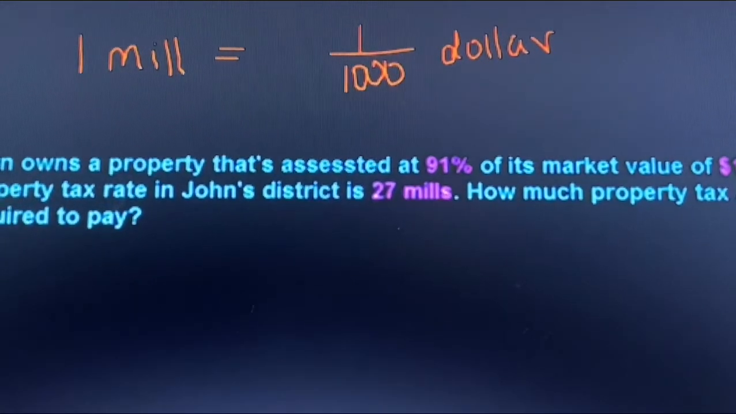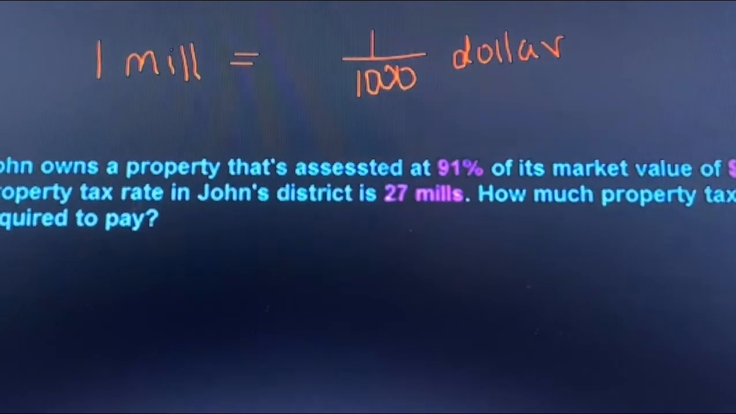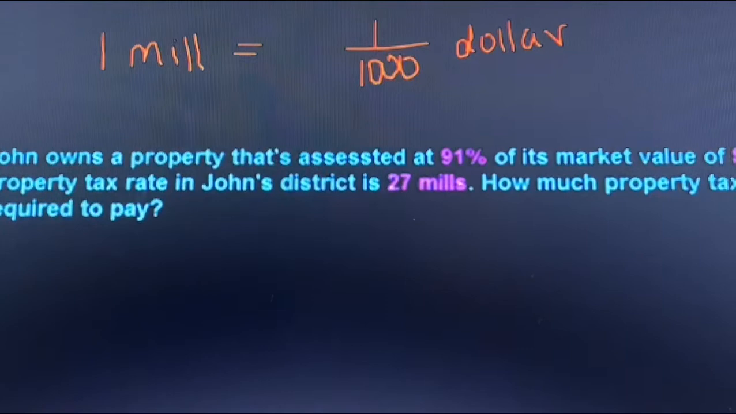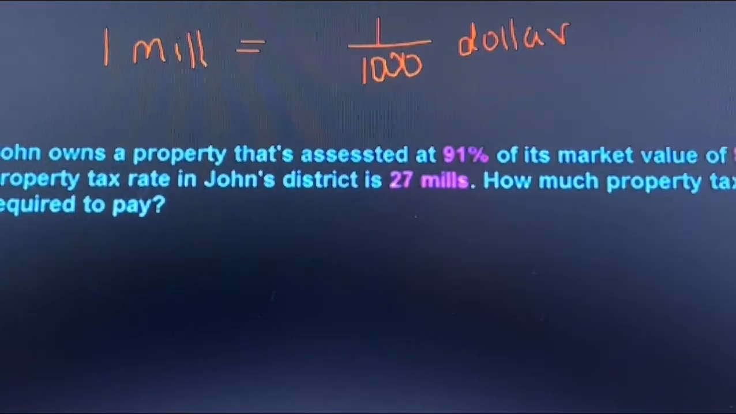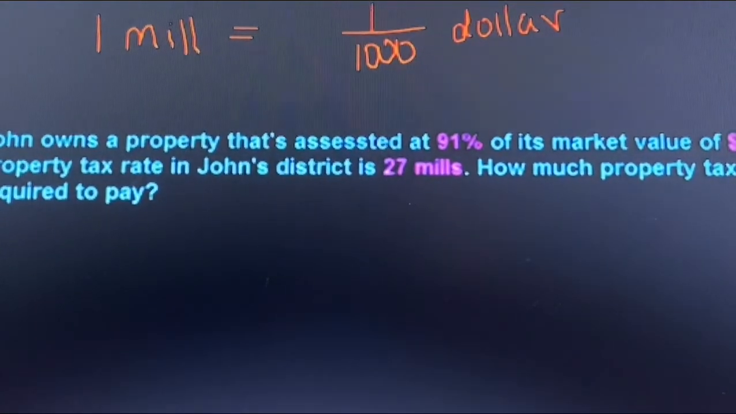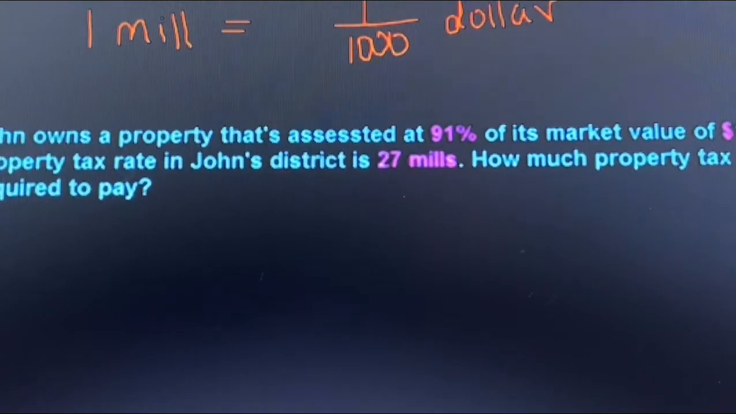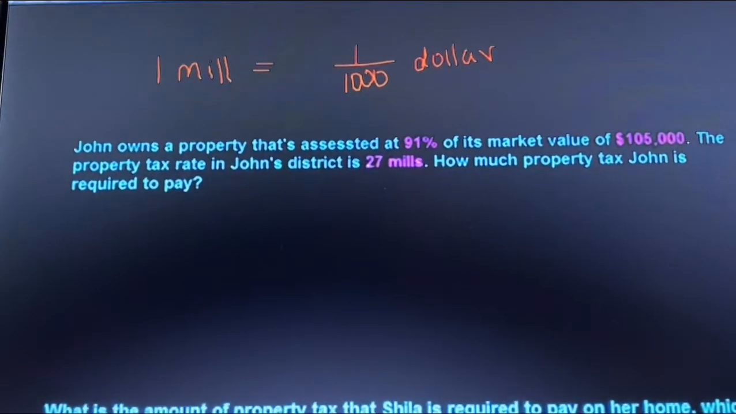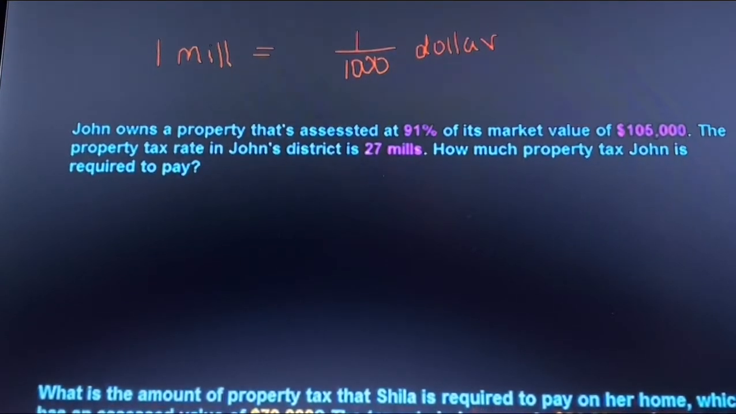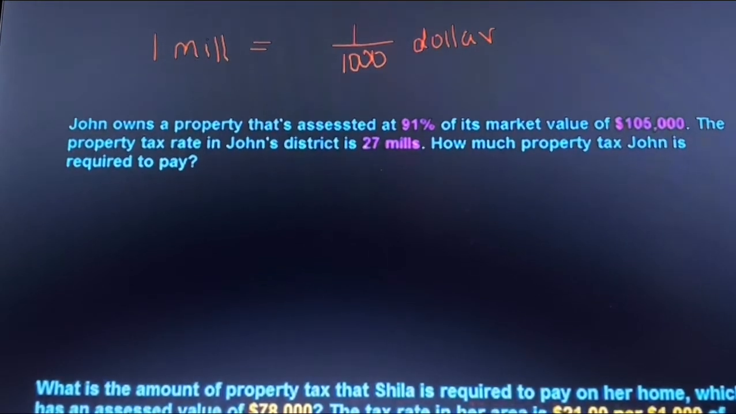Another way to think about it is the number of mills would be how many dollars you are going to pay for each $1,000 of the assessed value of the property. So, for example, if I tell you that in our district we are charged 19 mills, that means for each $1,000 of the assessed value of our property, we have to pay $19 towards property taxes.